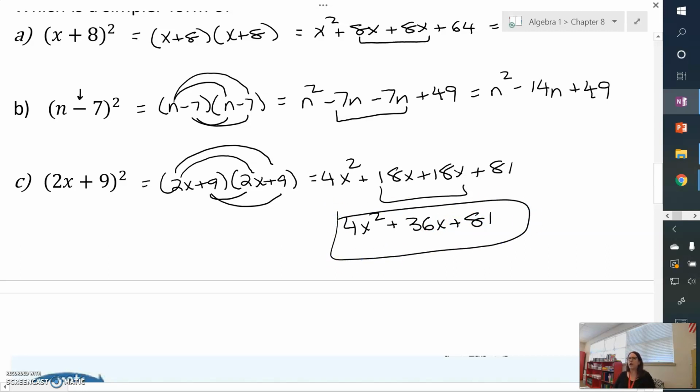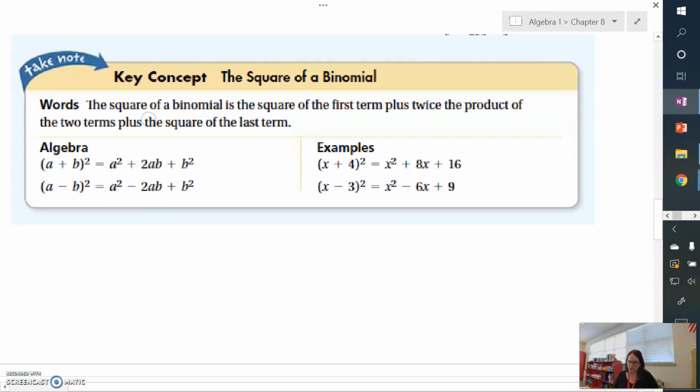So I hope you've noticed a pattern here, because there is a pattern. And if you learn this pattern, you can actually just write down your answer without having to actually distribute. Here's our pattern. If you are doing a plus b and you square that, what you're going to get is the first term squared. You get the last term squared. So you have your a squared and your b squared. Now that term in the middle, you're going to take the a and the b, multiply them together, and then double that. That gives you a term in the middle.